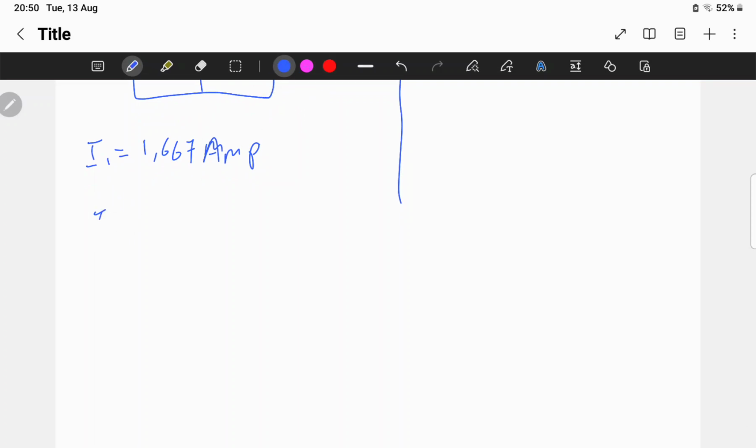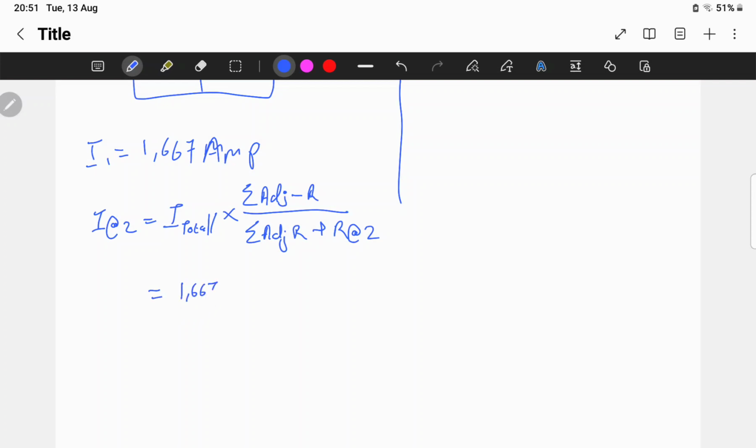So the rule is the current at 2 is equal to the total current multiplied by the adjacent resistor, over the sum of the adjacent resistor plus the resistor at 2.